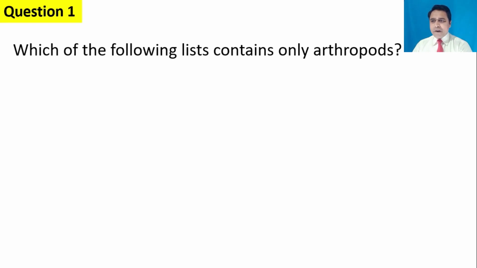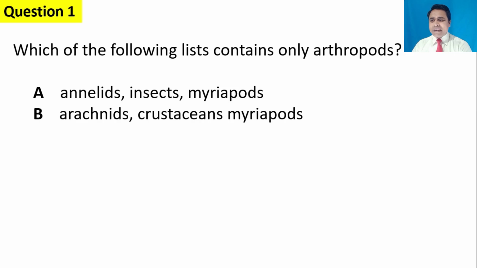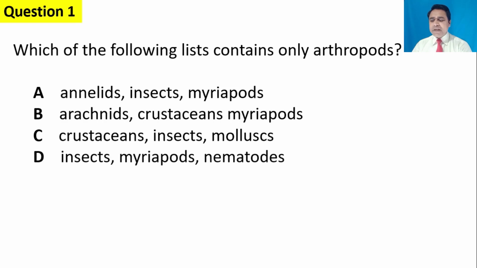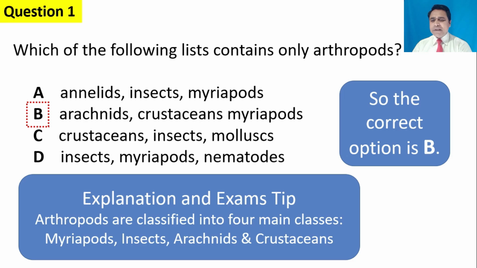Question 1. Which of the following lists contains only arthropods? Option A. Annelids, insects, and myriapods. Option B. Arachnids, crustaceans, myriapods. Option C. Crustaceans, insects, and mollusks. Option D. Insects, myriapods, nematodes. B is the answer. Arthropods are classified into four main classes: myriapods, insects, arachnids, and crustaceans. So, the correct option is B.